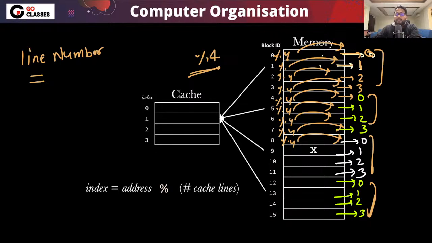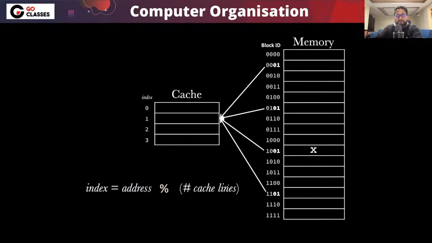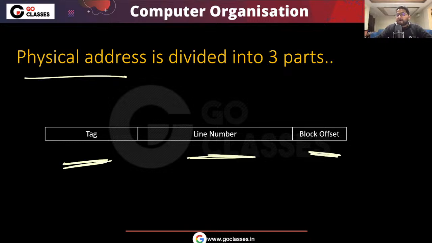Understood? So basically the cache line number has this relation: the cache line is the main memory block mod the number of cache lines. Let's move to the next slide. The main memory address is also called the physical address. This physical address we divide into 3 parts: one is called block offset, another is called line number, and another is called tag. This is a very important slide, but I will come back to it when I solve the questions.